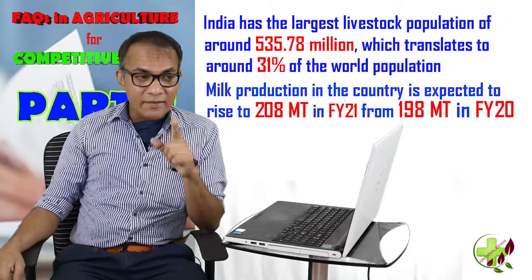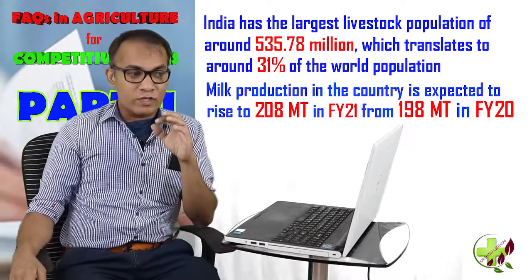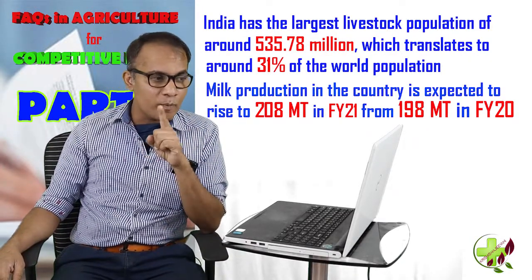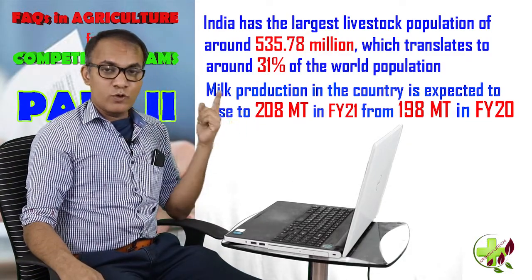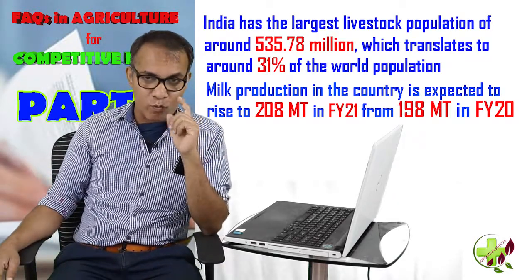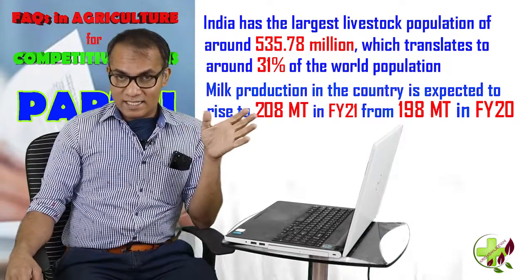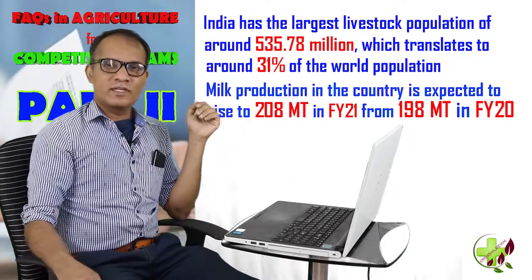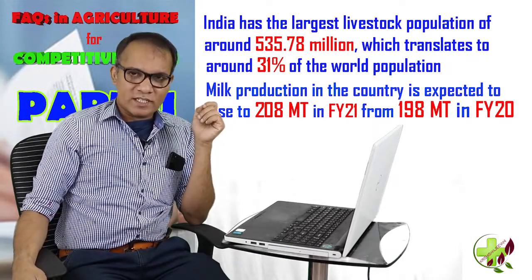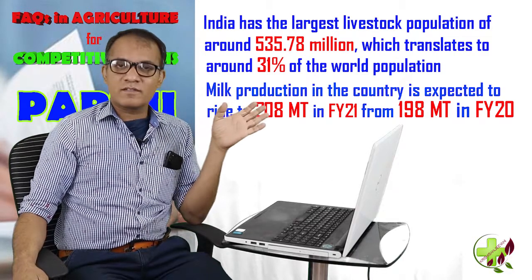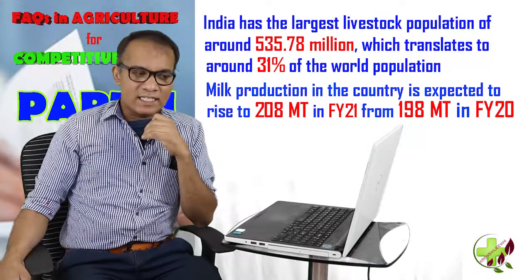India has the largest livestock population of around 535.78 million, which translates to around 31% of the world population. Milk production in the country is expected to rise to 208 million tons in financial year 21 from 198 million tons in financial year 20. The White Revolution initiated by Verghese Kurien has pushed India to the top of the world in milk production. India is the biggest milk producing country in the world, and we have pushed the United States out of the position.